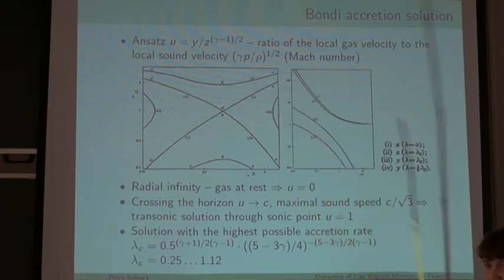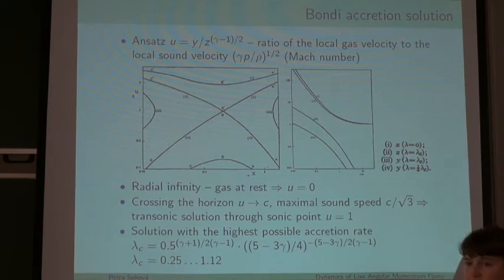This bound is for photons. I mean, the fact that the speed of sound cannot exceed c over square root of 3 depends on a very peculiar equation of state. If the particles are massive, then it will be completely different. It's obvious because it contains only the velocity of light, so it cannot be universal, because the matter disappears from it.